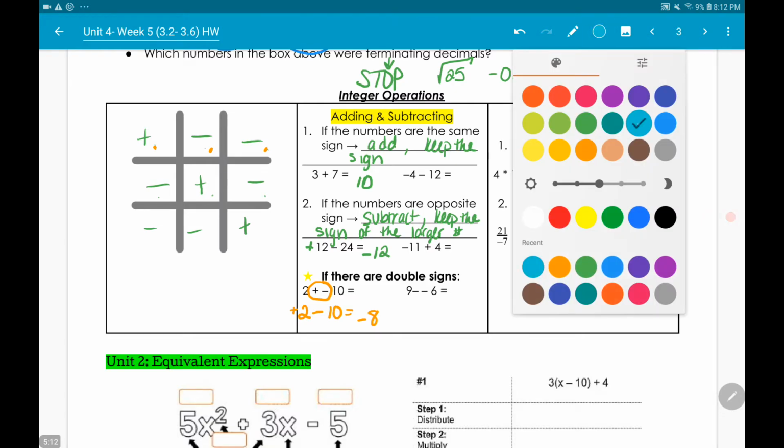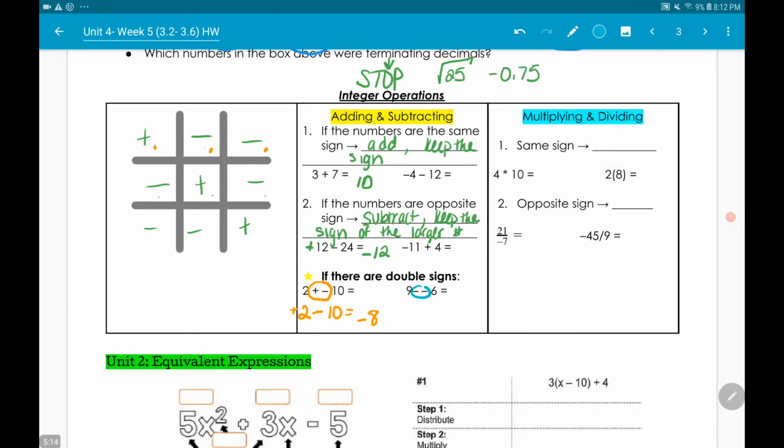And let's just review what happens here if I have a double negative. So negative, negative, it gives me a positive. So I have 9 plus 6 equals, and you guys fill that in. Let's skip along to multiplying and dividing.